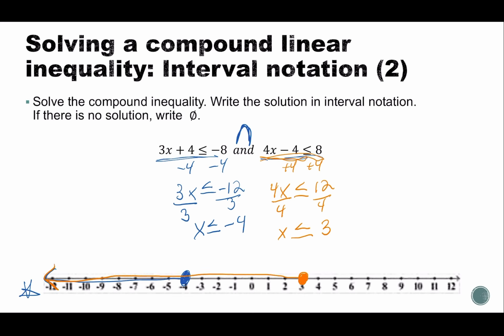Now what I'm looking for is what's both blue and orange. So let's highlight that in green. It's going to be this closed dot and everything to the left. So in interval notation, I have from negative infinity all the way to negative 4, and that gets a bracket instead of a parenthesis because our endpoint's included.